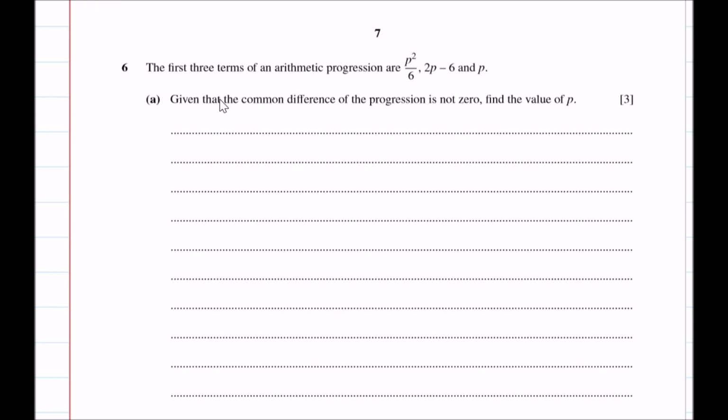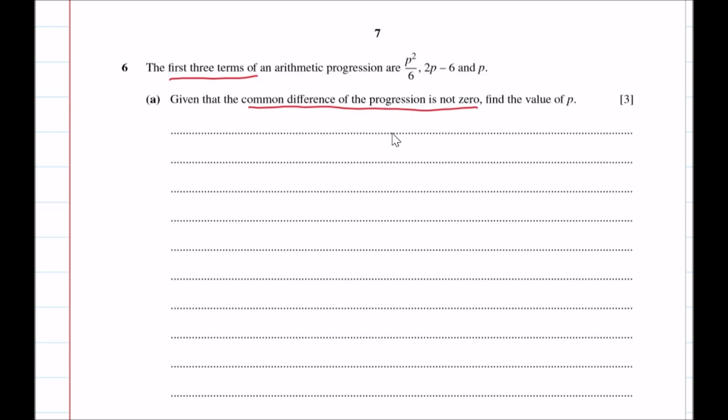Now, see here, it says the first three terms of an arithmetic progression are p square by 6, 2p minus 6 and p. So the first three terms are given. Now part A, given that the common difference of the progression is not 0. Common difference is not 0, this is very important. Find the value of p. Then we have to find p.